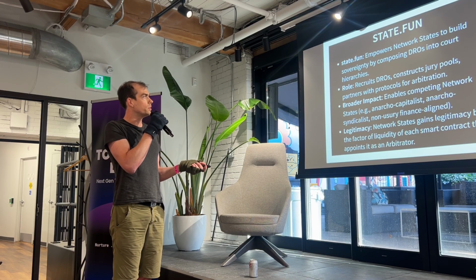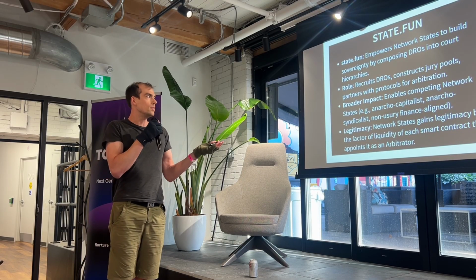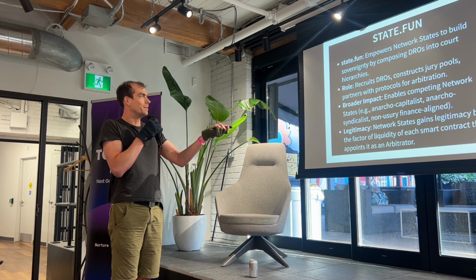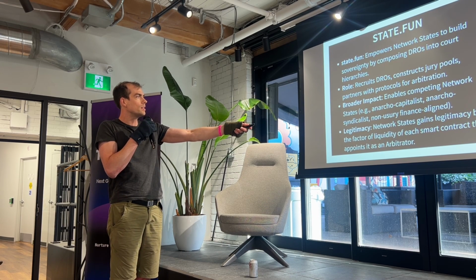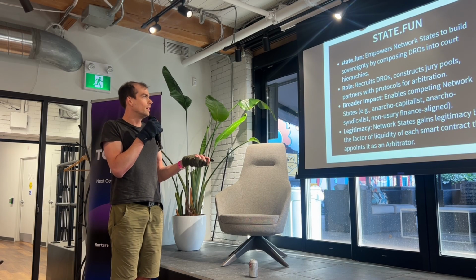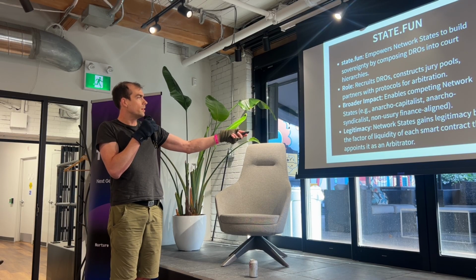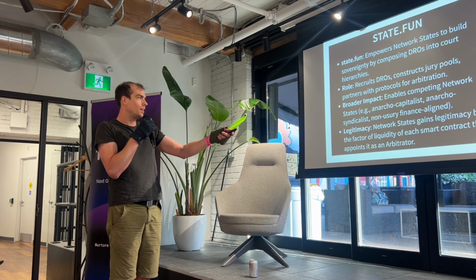And then I suppose the broader impact is that maybe we're all, as Web3 people, libertarian leaning, but there's also space for other moral frameworks. I just listed some randomly, like anarcho-syndicalist, or non-usury finance, so no interest, like Islamic finance, I've heard. And then why this matters: this gives legitimacy to network states by the factor of liquidity in each smart contract that appoints this network state as an arbitrator.